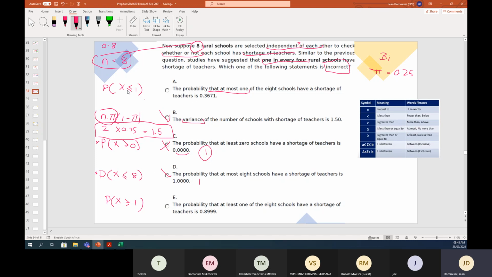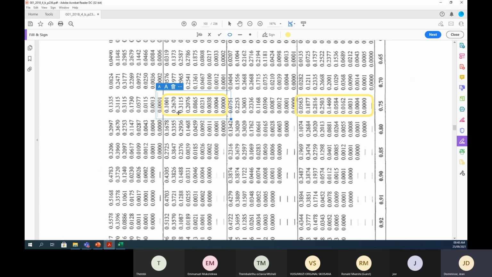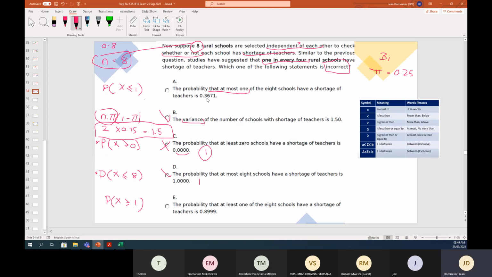So smaller or equal to 1, so that includes 1 and 0. So it is those two. It is 0.2670 plus 0.1001. So that gives us 0.367, and if I rounded my calculator off to 4 decimals, 0.3671. Okay, so that is correct.